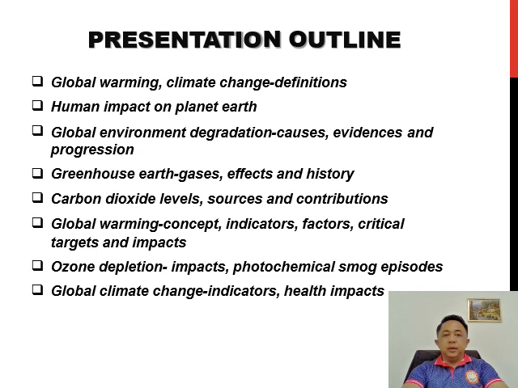So the first topic that we are going to discuss will be on global warming and climate change definitions, followed by human impact on planet Earth, global environment degradation, causes, evidences, and progression. Then we have the greenhouse gases, effects, and history. Then we have the carbon dioxide levels, sources, and contributions. Then global warming concept, indicators, factors, critical targets, and impacts.